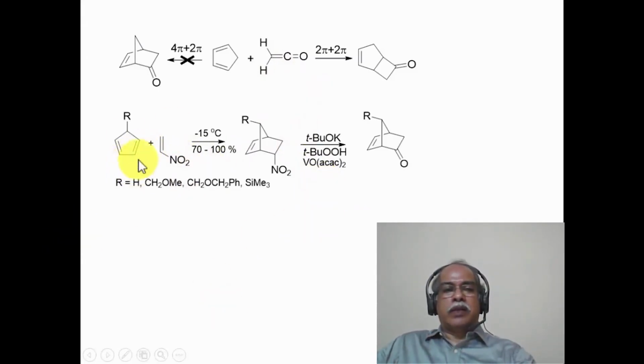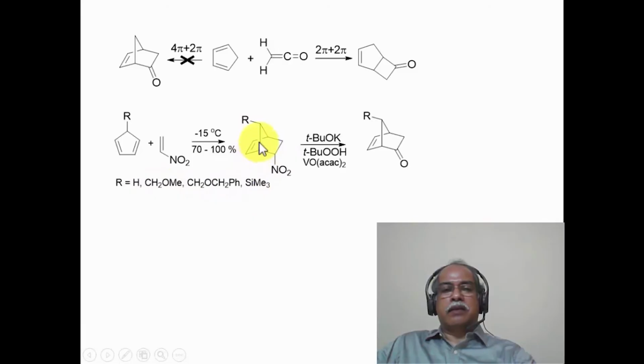A monosubstituted cyclopentadiene, for example, reacts with nitroethylene at a fairly low temperature, because this is a very reactive dienophile. Nitro-substituted ethylene is an extremely reactive dienophile. It undergoes Diels Alder reaction to produce the endoselective Diels Alder adduct, which is shown here.